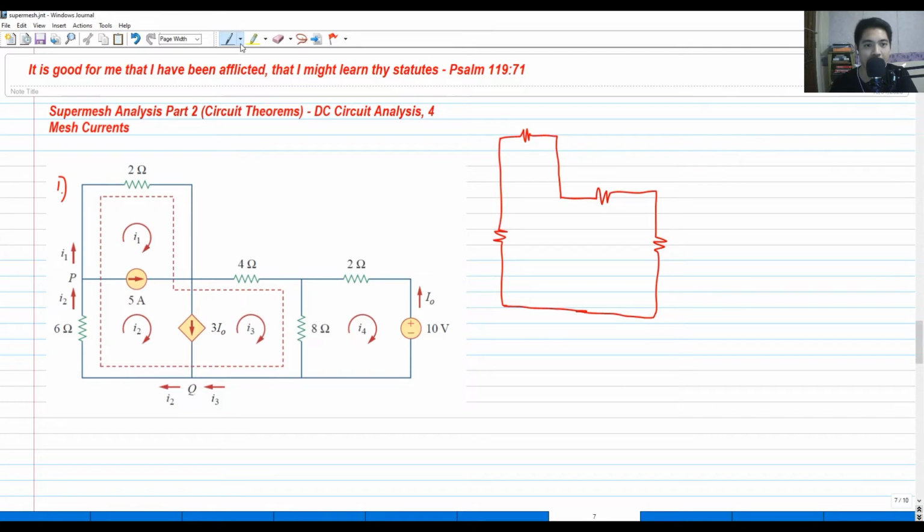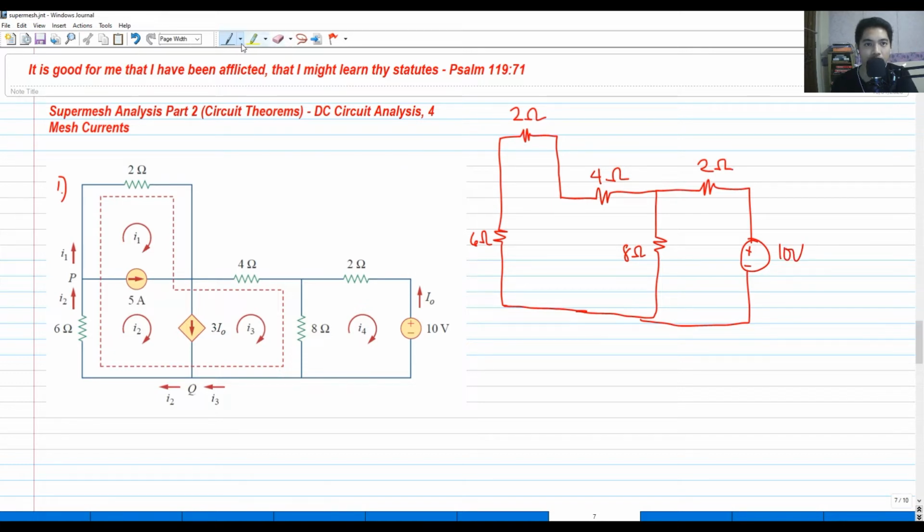So we have still 2 ohms here and we have a 10 volt source here. That will be our circuit, wherein we have 6 ohms here, then we have 2 ohms here. This is our 4 ohms. This would be our 8 ohms. And this would be our 2 ohms. This would be 10 volts here.